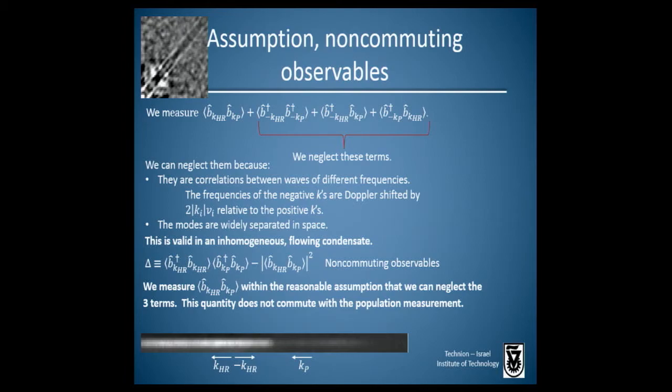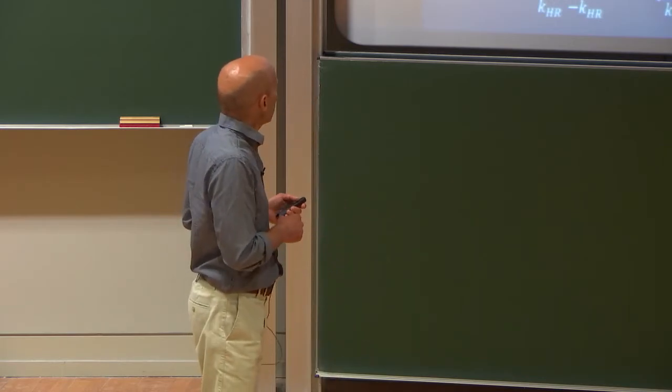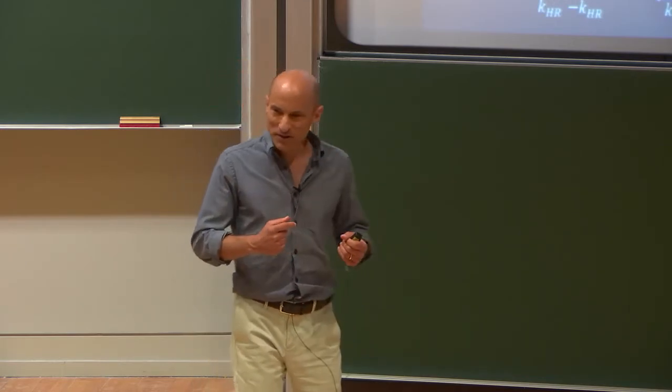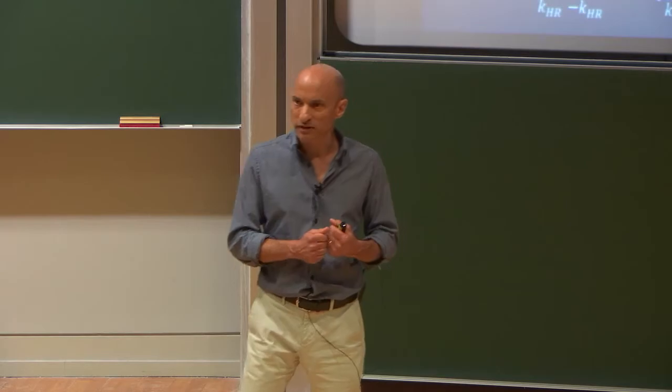However, this wave with negative k, due to the Doppler shift, since this is a flowing condensate, has a different frequency from this k, so it has a different frequency from the partner. So each of these terms is correlations between waves of different frequency. And it's difficult to think in this system what would cause correlations between waves of different frequencies. Hawking radiation certainly wouldn't. And so we can safely neglect these terms. In fact, a recent theoretical paper has shown that in a stationary system, these correlations between waves of different frequencies vanish exactly.